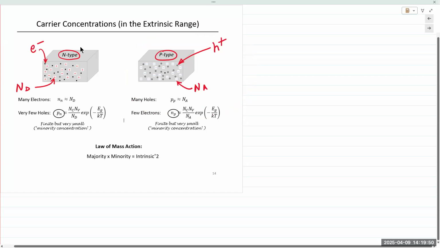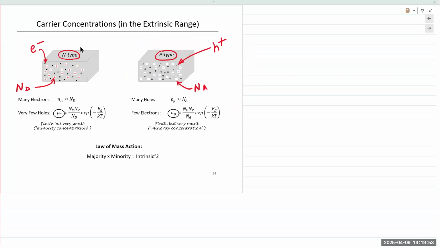The total number of electrons in an N-type material can be said to be approximately equal to the total number of donor atoms, because Nd is far larger than the number of intrinsic carriers. So Nd would be 10 raised to 16, 10 raised to 17, 10 raised to 18. The intrinsic electrons will be 10 raised to 10, 10 raised to 11 perhaps, not far more than that.